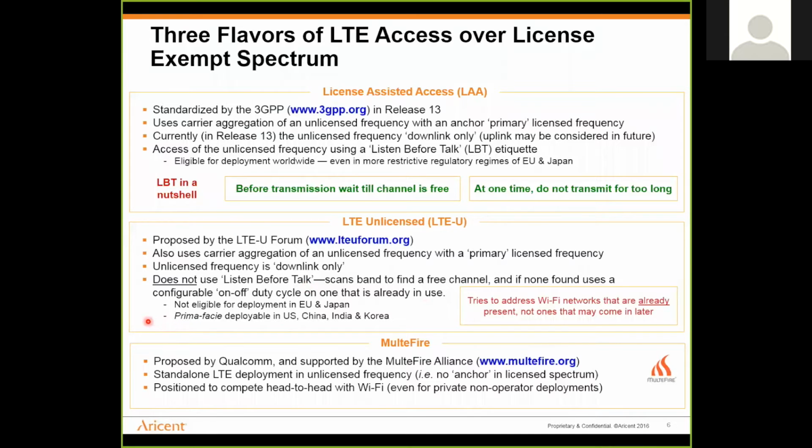What it does is, it scans the unlicensed band to find a free channel, and if it doesn't find one, it just uses one that is in use, but then it uses a carrier-configurable on-off duty cycle on one of those channels. So that means it cannot be used in the European Union and Japan, but on the face of it, it may be allowed in the United States, China, India, Korea, markets where it's not required to have listen before talk. So you can see that it tries to address Wi-Fi networks that are already present in that part, because it makes an effort to avoid them. But once it has occupied a carrier, it does not really allow for other Wi-Fi networks that might want to join in after that.